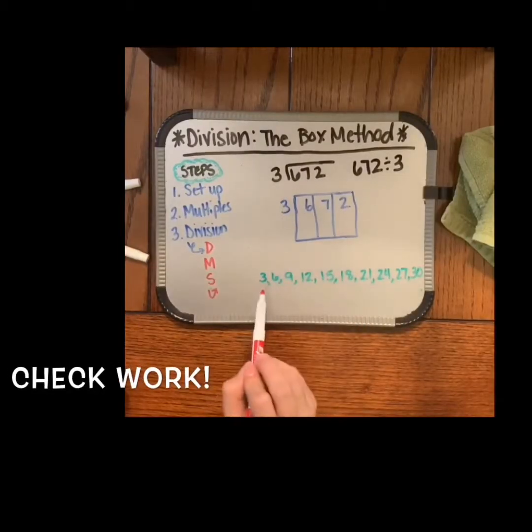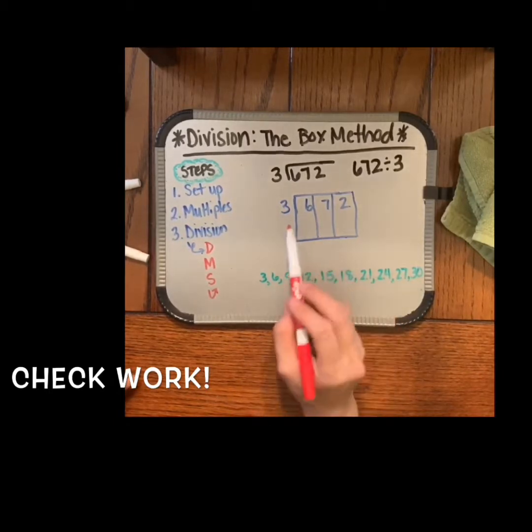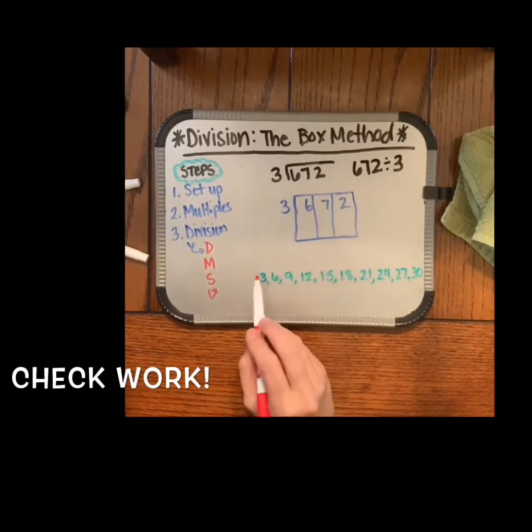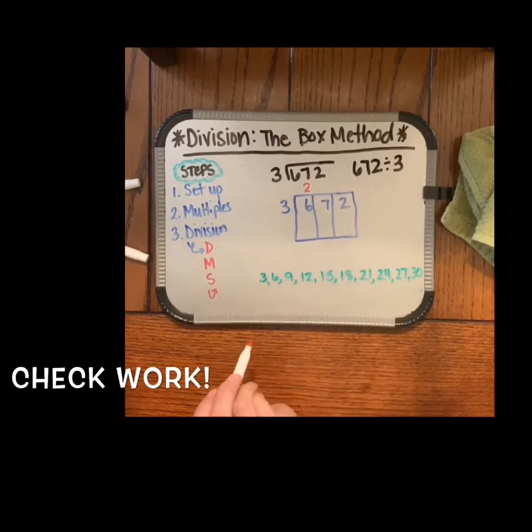Oh, if I look down here, 3 goes into 6 2 times because it's exactly 6. Again, I'm looking for the multiples to get either exactly the number, or as close to it as I can without going over it. Those are my options. So 3 goes into 6 2 times. So I put the 2. Is that what you got?